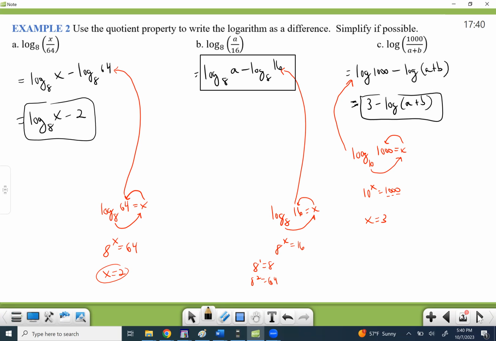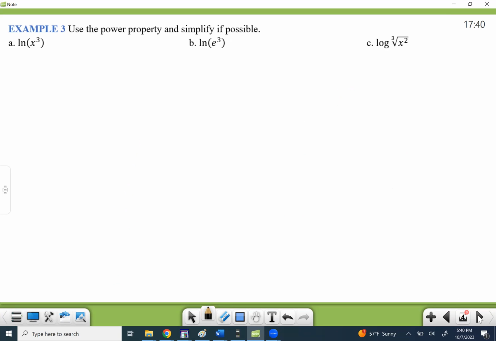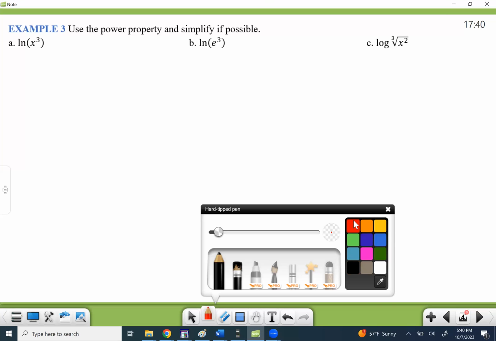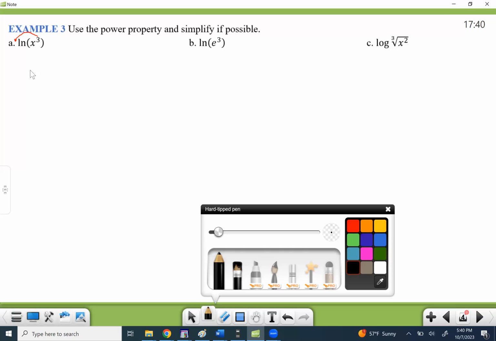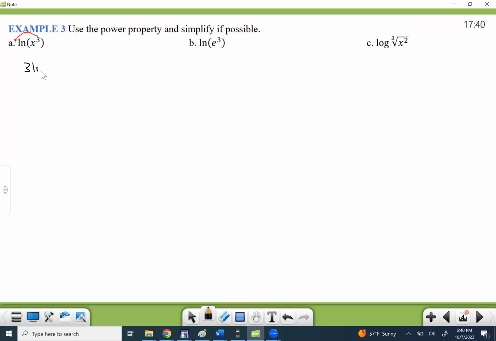All right, so we've used them all except for the power property. So let's get into that one. The power property is pretty easy, not a lot to do. Remember that the power shoots to the front. So we're going to shoot this 3 to the very front of the natural logarithm. So we have 3 natural log of x.